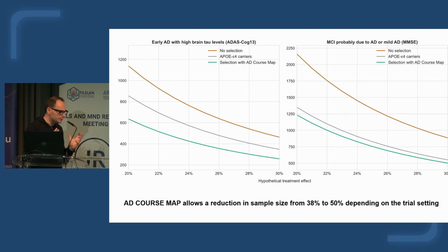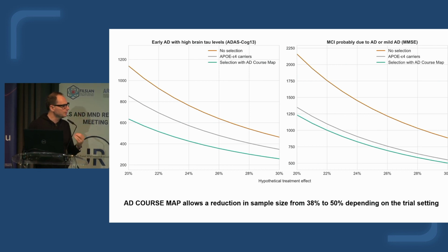So even with a model that does not predict extremely well, the performance is still good enough to significantly reduce the number of participants in a trial and to do a far more powered trial than what is done currently.